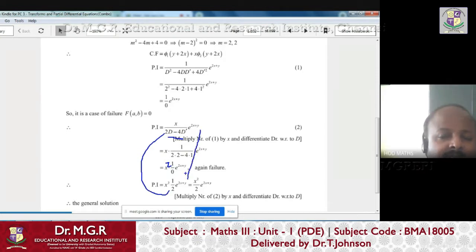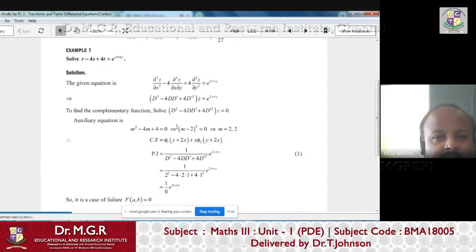So in this alternative method, the methodology is, once the denominator becomes 0, you have to multiply x in the numerator, and you have to differentiate the denominator with respect to D one time. Then you have to substitute the values. If the values are coming non-zero, you stop. Otherwise, again you repeat the same process. Again you multiply another x in the numerator. Again you differentiate the denominator with respect to D, and you get a nice number here. So here also no need to substitute because there is no D here. Only if a constant is there, then you can write the same term here. So this is the particular integral value.